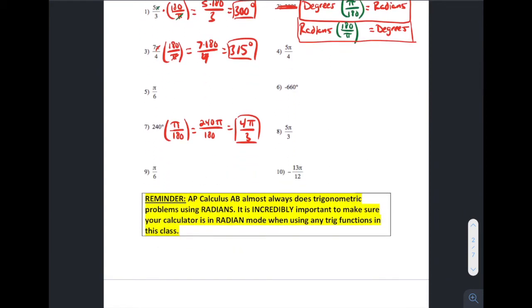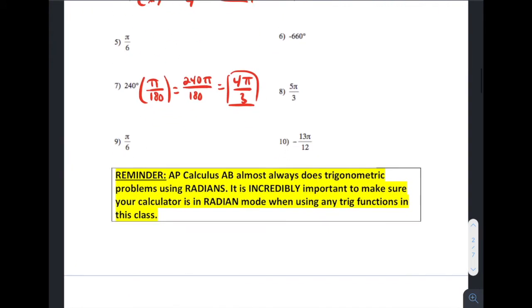A reminder: this is a video specifically for my AP Calculus students. Almost always, trigonometric problems use radians in this class. And so as we go along throughout this year, you are going to be seeing sine, cosine, tangent with respect to angles measured in radians. It is incredibly important to make sure that your calculator is in radian mode when using any trig functions in this class. Sometimes for those of you who are in AP Physics, you might need degree mode from time to time. Please make sure anytime this year, if you're doing sine, cosine, tangent, any of those trig functions, your calculator is in radian mode if you're doing AP Calculus, because that is what they expect on the exam.